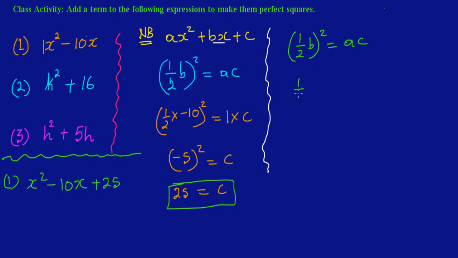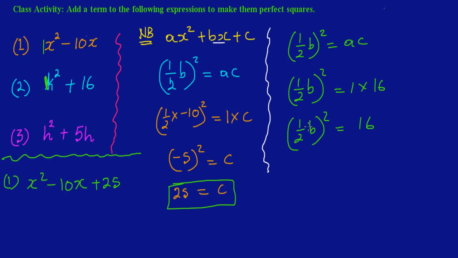Now I'm taking a half. Were we given b? No, we don't know what b is. We're trying to solve for b. So I'll put back my b, all squared, and that must be equal to the coefficient of x squared, which is a. Here it is 1 again. So I would have a 1 in front of the k squared, so it's 1 times my constant c, which is 16. So I'm saying a half of b all squared is equal to 1 times 16, which is 16.